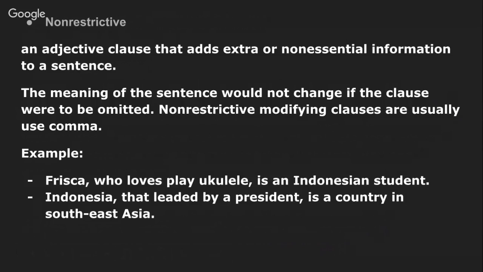The second one: Indonesia, which is led by a president, is a country in Southeast Asia. Everybody knows that. So if you don't put the clause led by a president in the sentence, it doesn't matter and it won't change the real meaning that Indonesia is a country in Southeast Asia. Just leave out the extra information. So it's a non-restrictive adjective clause.